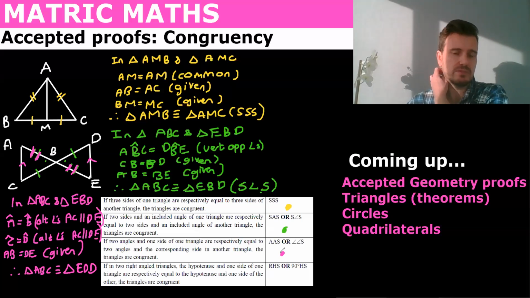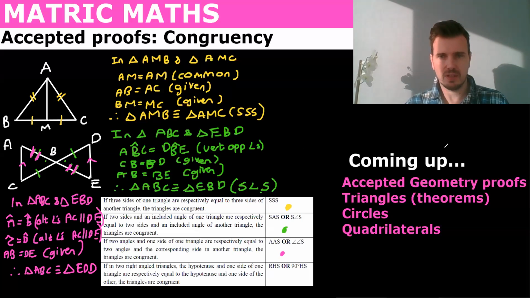Now let's look at the final case, which is RHS. Let's do that in blue. And so for this we would have to be given that these are right angles. And all you need would be the hypotenuse, and we wouldn't need to be given BM equals MC because we already have AM being equal because of common. So with the RHS, you need a right angle, the hypotenuse, and one other side.